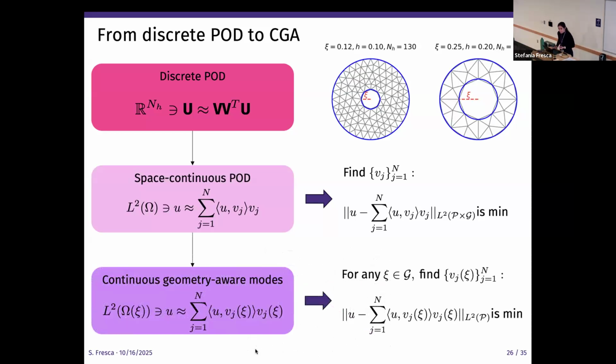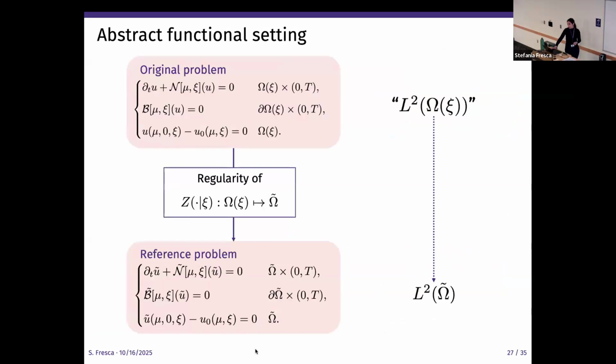In order to mitigate such inefficiency, we proposed continuous geometry-aware modes, a set of basis functions that, for any given instance of the geometrical parameterization, are optimal for this choice of the geometrical parameterization. That is, we impose a strong inductive bias by making the basis functions aware of the geometrical parameterization. So now the question is how to actually compute these basis functions, the CGA basis functions. To answer this question, we need some math.